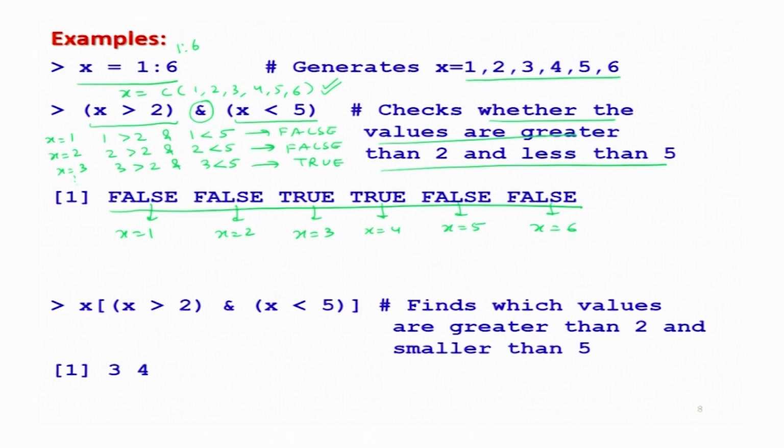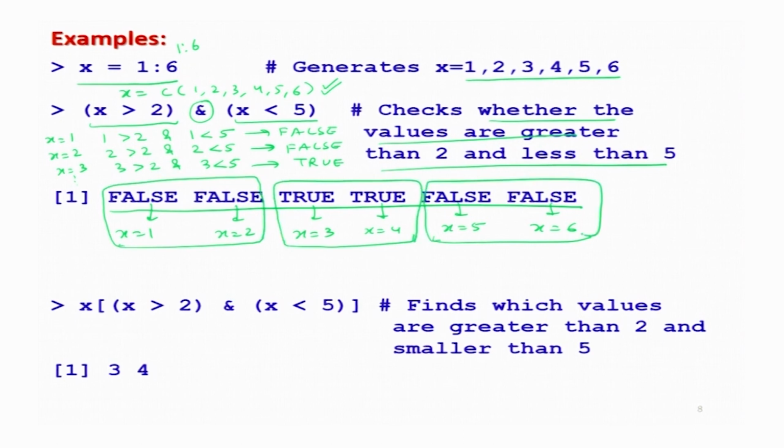So, now you can see that it is indicating that for the values of x 1 and 2, this condition is false. For the values 3 and 4, this condition is true, and for values 5 and 6, once again the condition is false. That you can see for x 1 and 2, for x 3 and 4, and for x 5 and 6. So, that is how we can check a condition over a data vector.